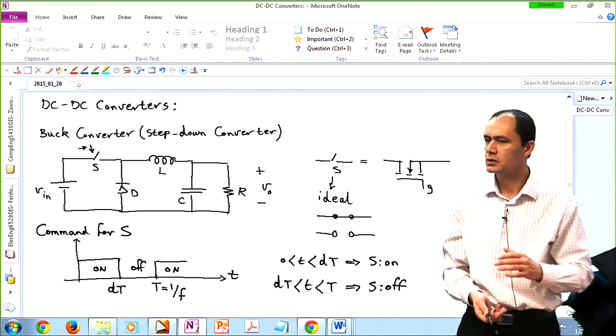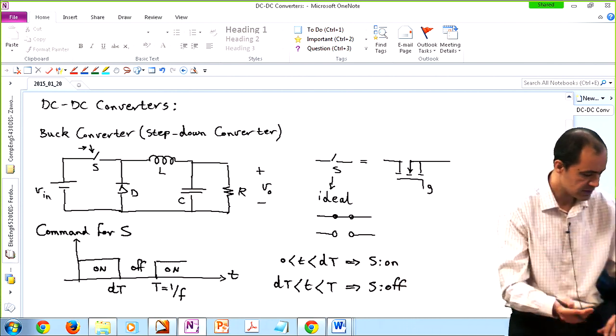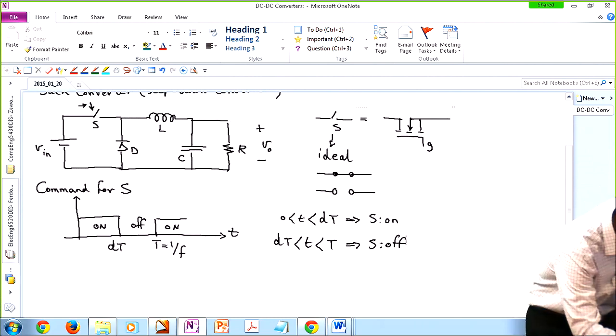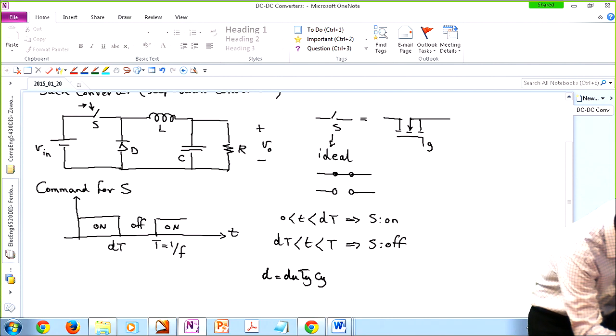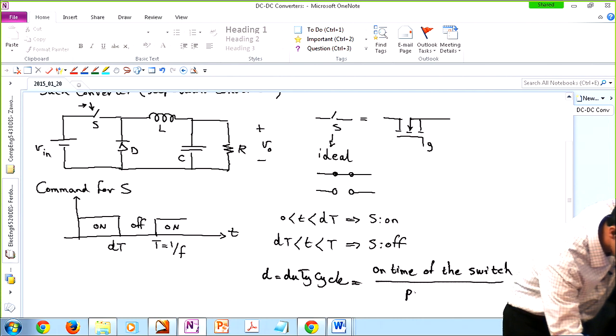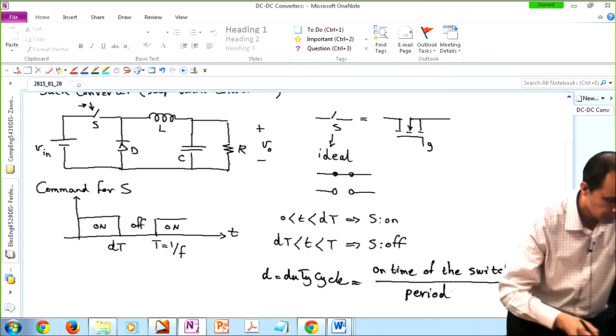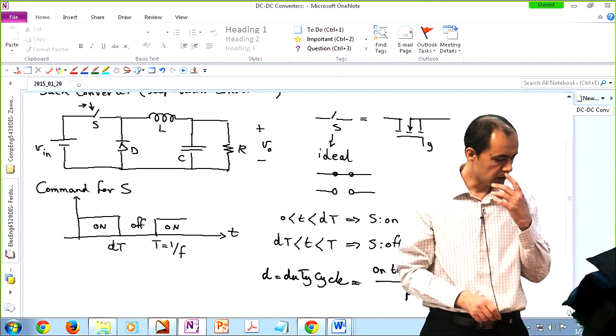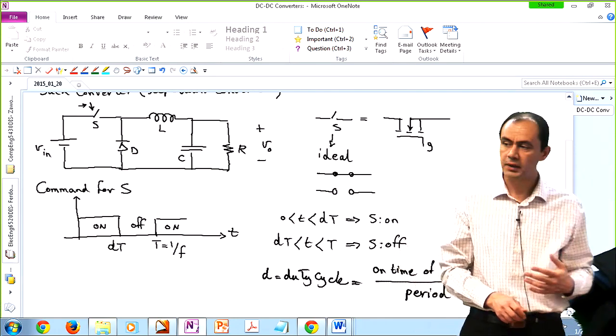So each period is divided into two segments, and this is a definition for the duty cycle that I'm using lowercase d to highlight that. So d, which is the duty cycle, highlights the ratio between the on time of the switch to the period, the switching period.